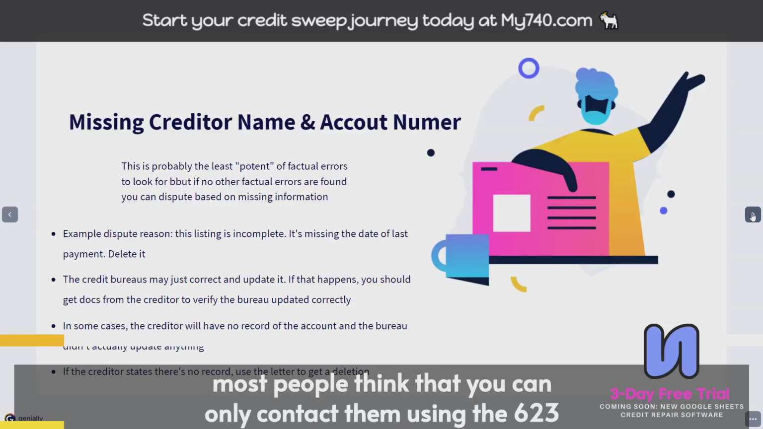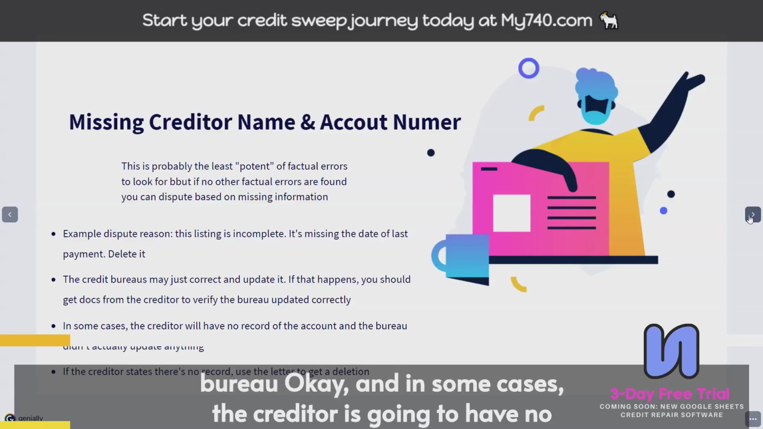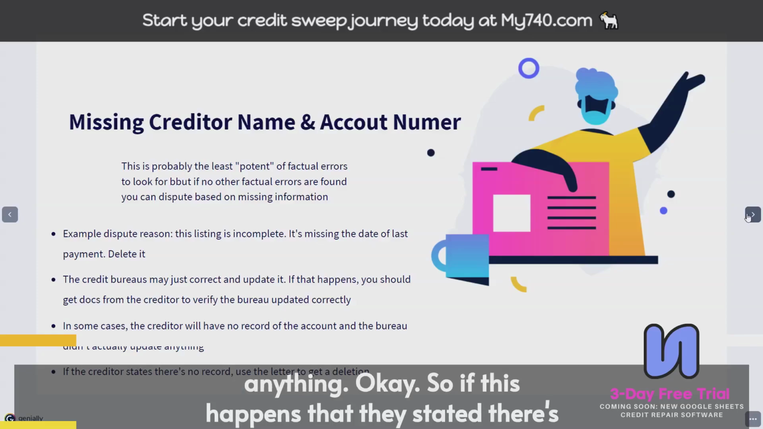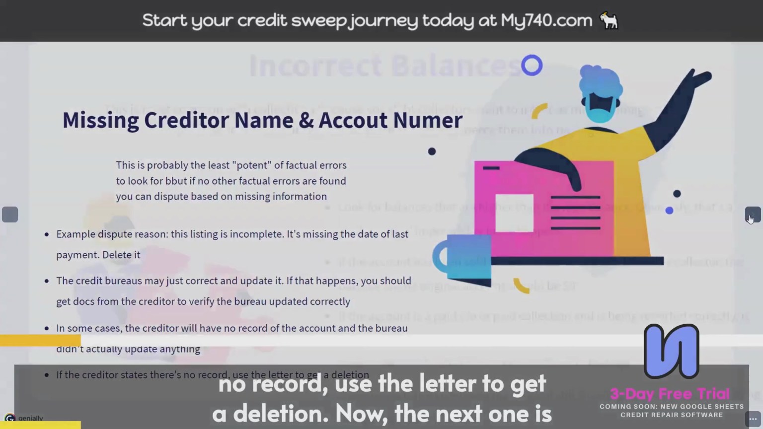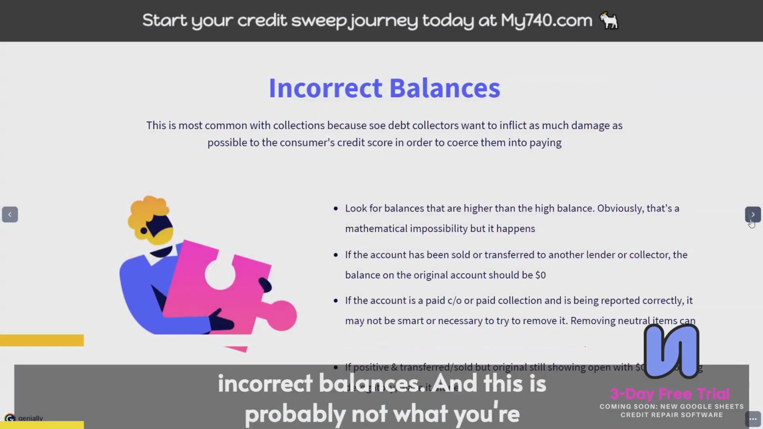Now, most people think that you can only contact them using the 623 dispute, and that is not the case. We want to fact check the bureau, okay? And in some cases, the creditor is going to have no record of the account and the bureau didn't actually update anything, okay? So if this happens, that they state that there's no record, use the letter to get a deletion. Now, the next one is incorrect balances, and this is probably not what you're thinking.